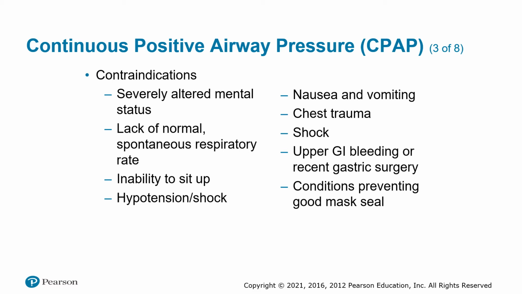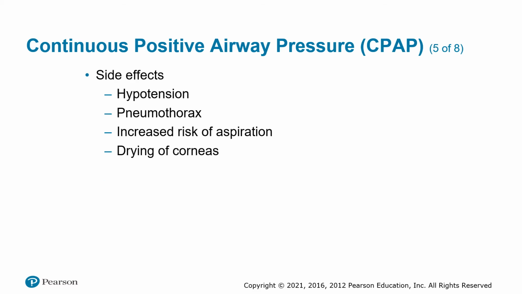Other contraindications include nausea, vomiting, any kind of chest trauma, shock, upper GI bleeds, or any condition that may prevent a good mask seal, like facial trauma or a beard. Again, side effects: hypotension. It can cause a pneumothorax, and it can also cause an increased risk of aspiration.